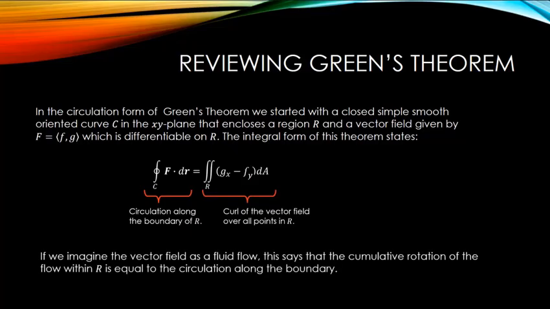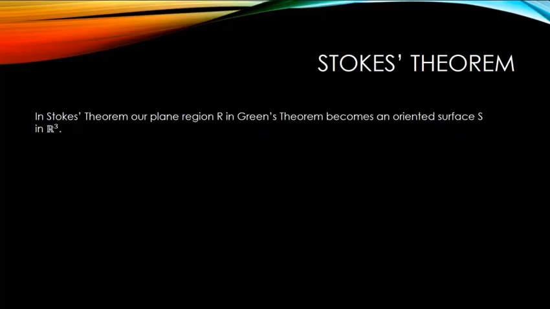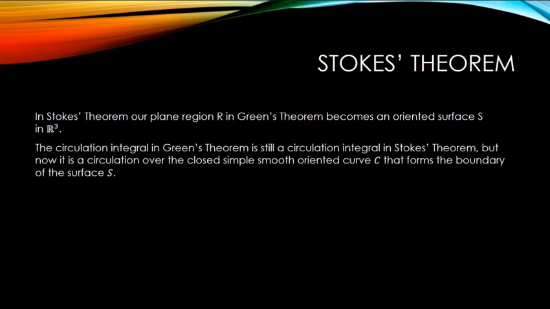Now, if I imagine vector fields as fluid flows, this tells me that the cumulative rotation of the flow within R is equal to the circulation along the boundary. So now let's look at Stokes' theorem. In Stokes' theorem, our plane region R in Green's theorem becomes an oriented surface S in R3. The circulation integral in Green's theorem is still a circulation integral in Stokes' theorem, but now it's a circulation over the closed, simple, smooth, oriented curve that forms the boundary of the surface S.